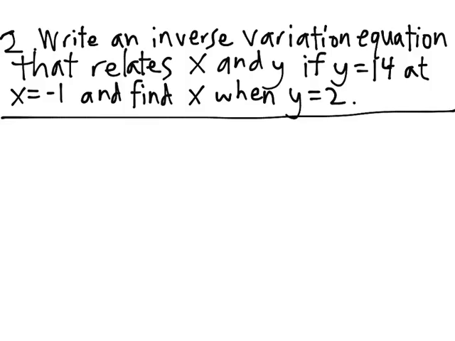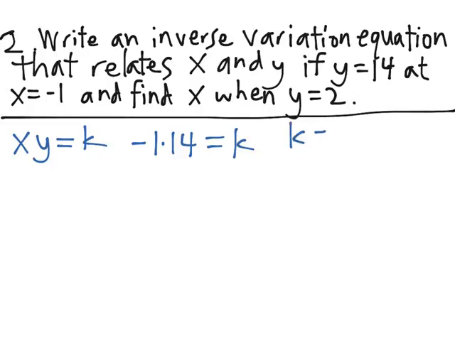Problem 2. Write an inverse variation equation that relates x and y if y is equal to 14 at x equals minus 1, and then find x when y equals 2. We know that x and y will always satisfy the equation xy equals k for a constant k. Since we know one pair of x and y values, we can calculate what k is. At x equals minus 1, y equals 14. So minus 1 times 14 equals k. So k is equal to minus 14. This means our inverse variation equation is xy equals minus 14.